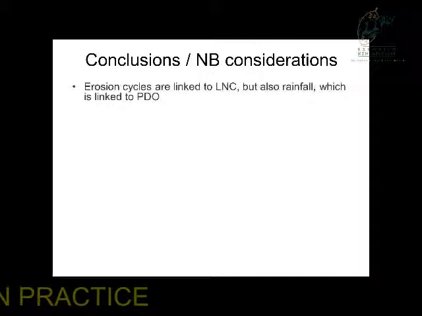So just some important considerations: the erosion cycles are linked to the lunar nodal cycle, but also rainfall, which is linked to the Pacific Decadal Oscillation. I might not have mentioned it, but that's a warming of the ocean. So in the sea surface temperature, there are decadal oscillations. The Pacific Ocean is actually connected to the Indian Ocean, so that affects the rainfall. Warmer temperatures will mean greater rainfall.